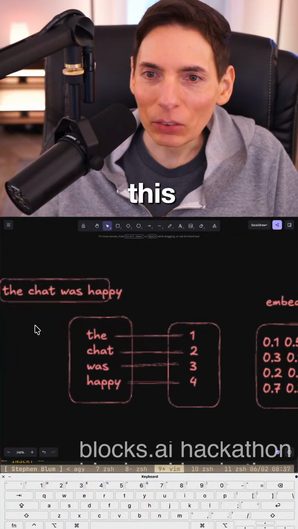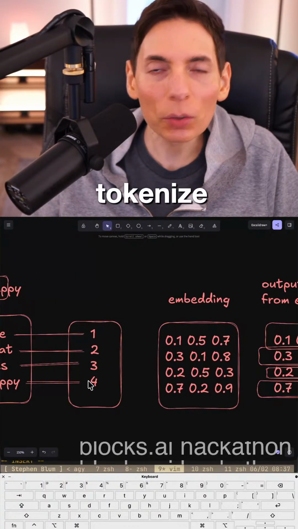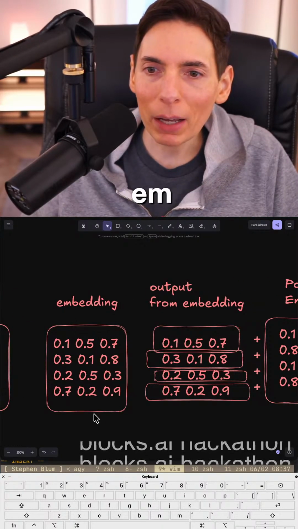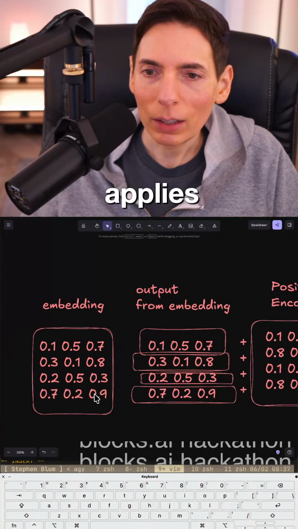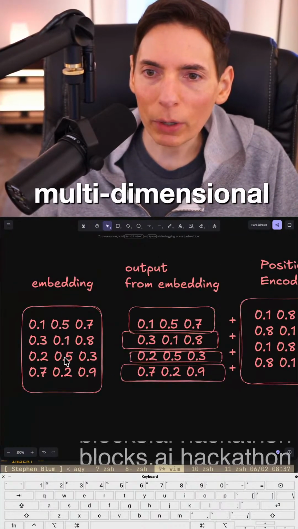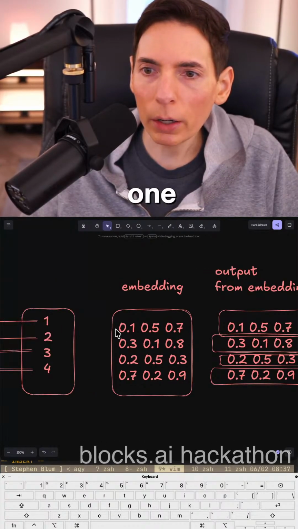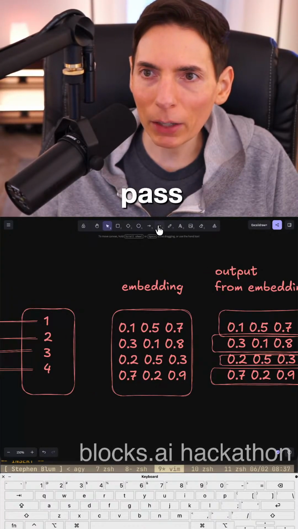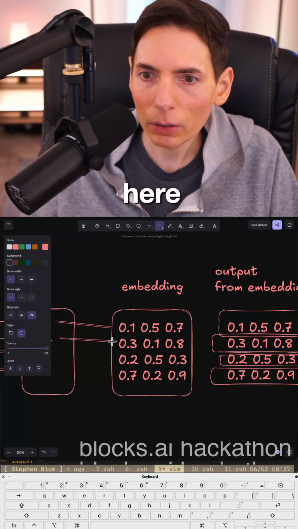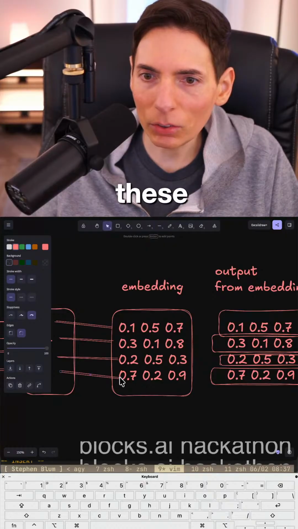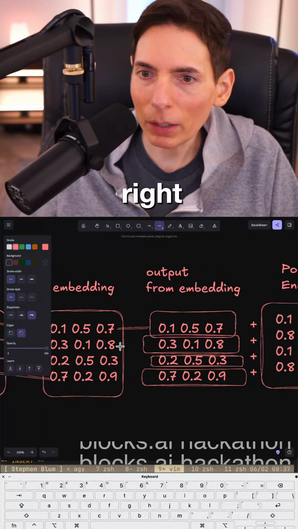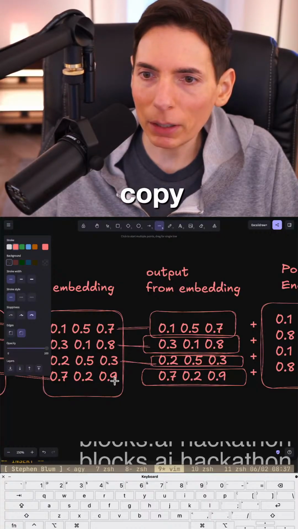Look at this, zooming in. Tokenize it. Convert it into numbers, right? Indexing based on your vocabulary. Capture your embedding, which applies a simple index lookup to your multi-dimensional array, which basically selects the row. So 1 becomes 1, 3. It's a really simple pass-through. Each of these looks the same on the other side for the most part. It's a direct copy of those rows.